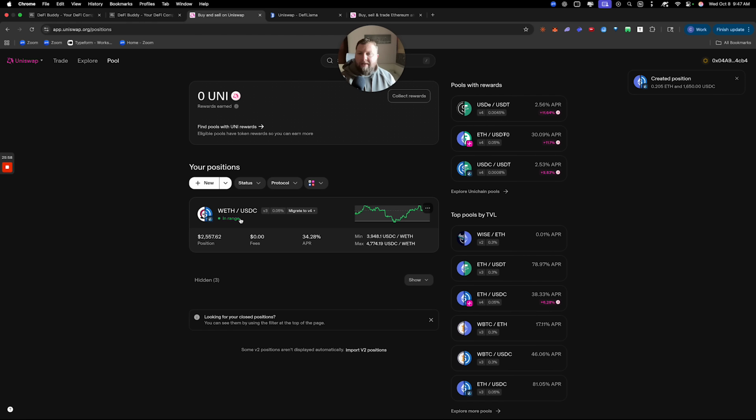And there we go. Now I have a wrapped ETH USDC liquidity pool, $2,557 worth in this position. You can see this is the APR, that it's not a fixed rate. It's going to be varying based on the trading volume. And then this is the fees that are collected.